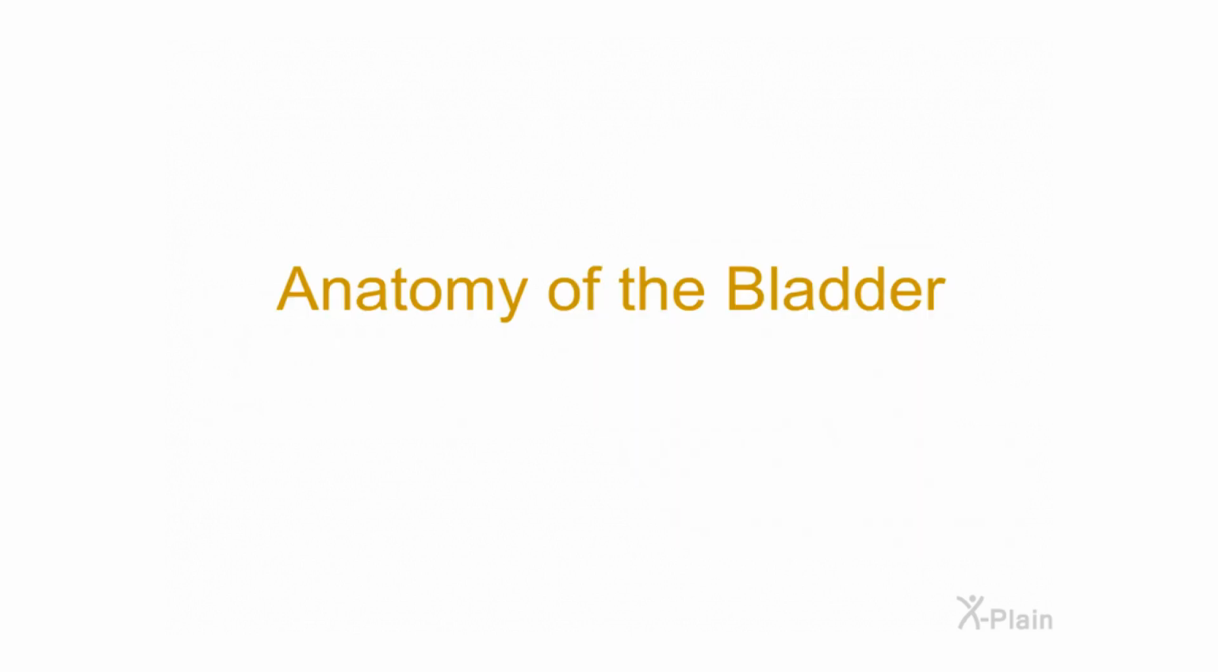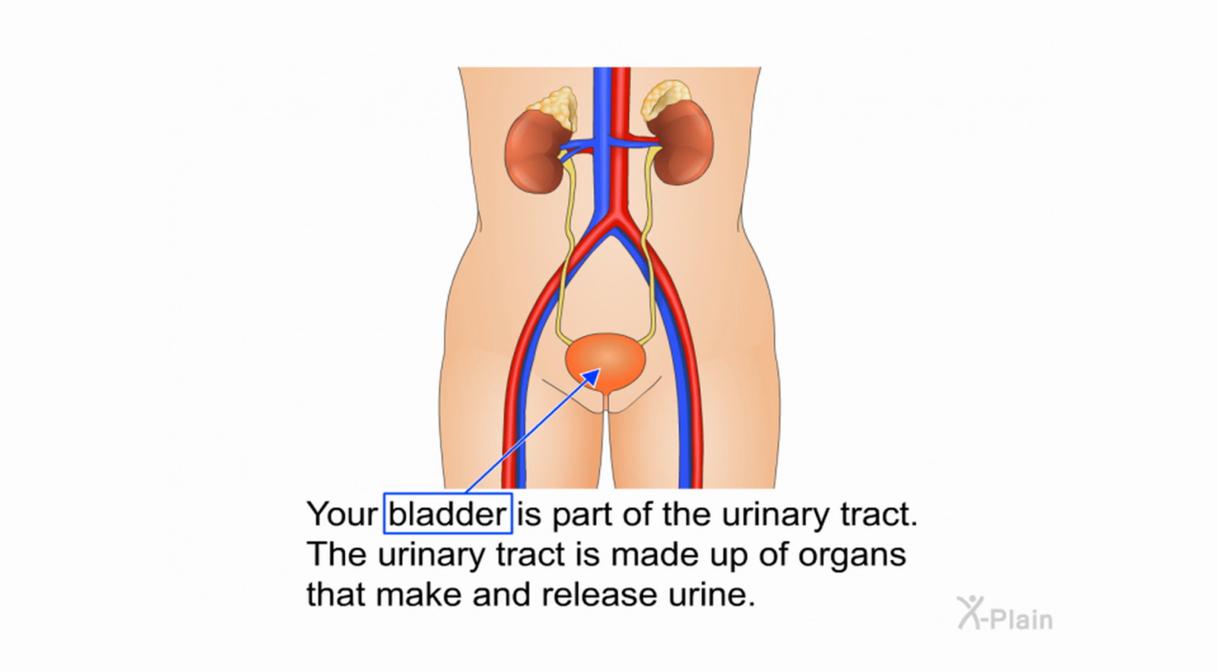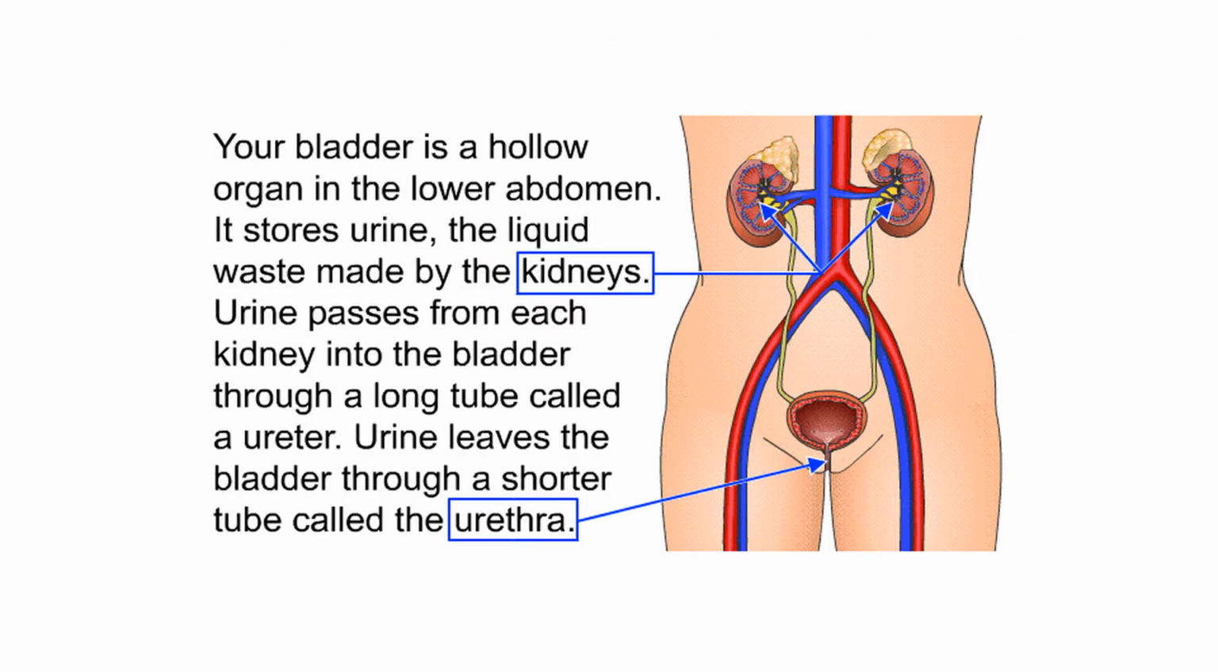Anatomy of the bladder. Your bladder is part of the urinary tract. The urinary tract is made up of organs that make and release urine. Your bladder is a hollow organ in the lower abdomen. It stores urine, the liquid waste made by the kidneys. Urine passes from each kidney into the bladder through a long tube called a ureter. Urine leaves the bladder through a shorter tube called the urethra.